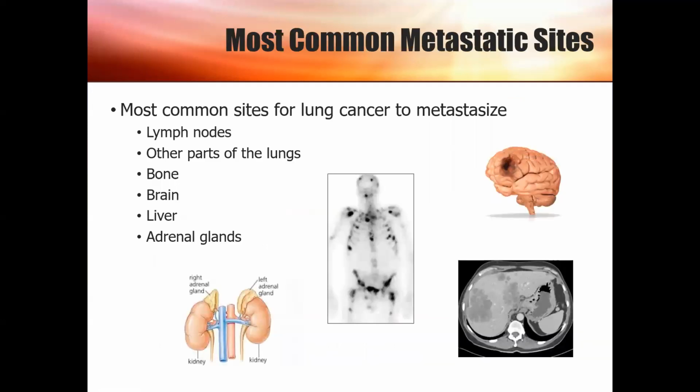Lung cancer can spread and metastasize anywhere in the body, but it most commonly spreads to the lymph nodes, other parts of that same lung or the other lung, bones, brain, liver, and the adrenal glands.